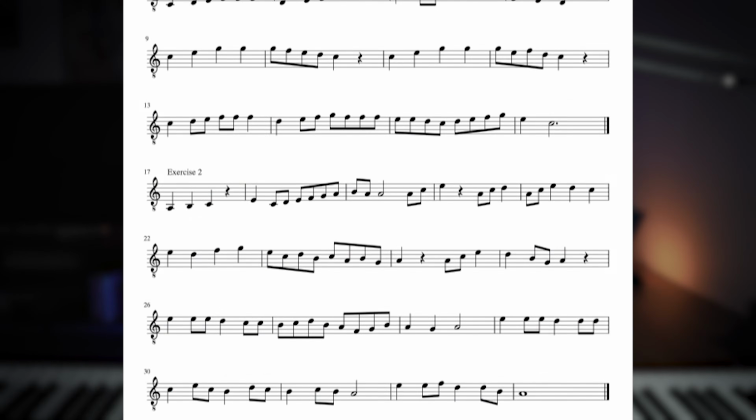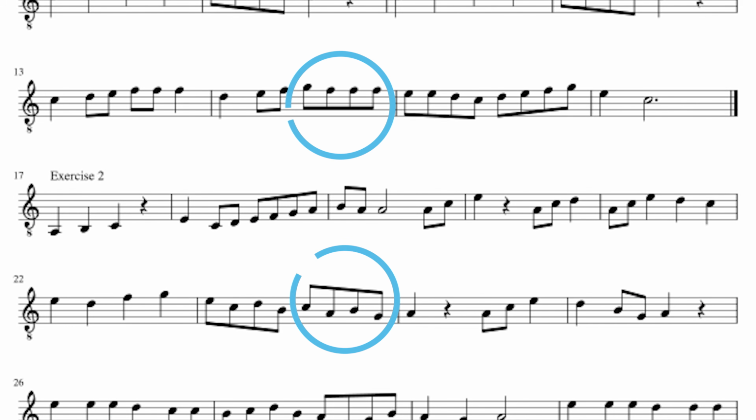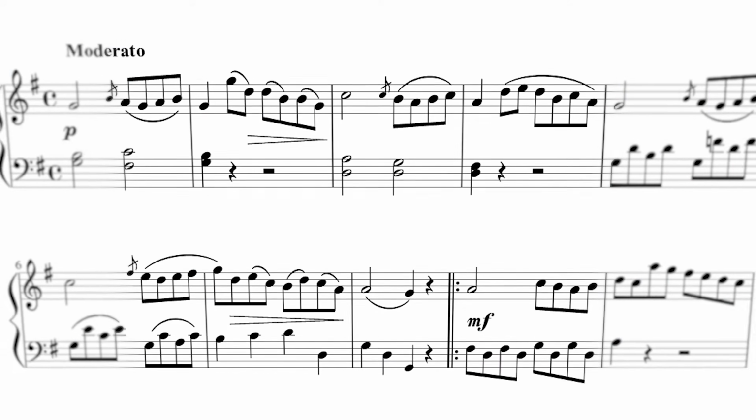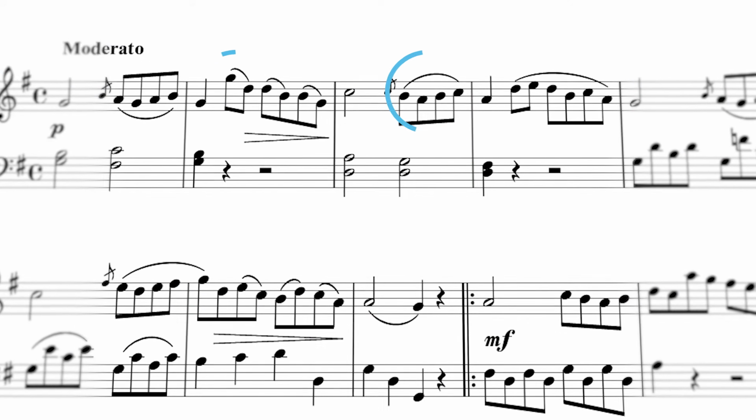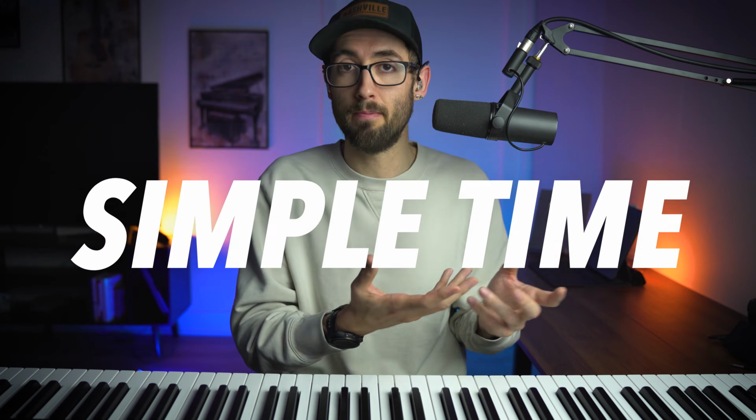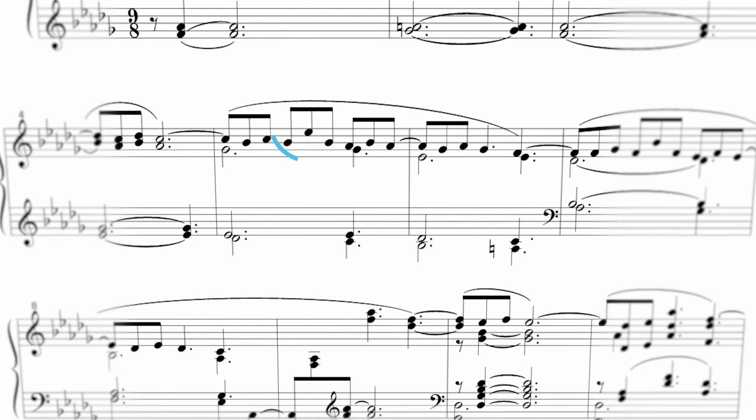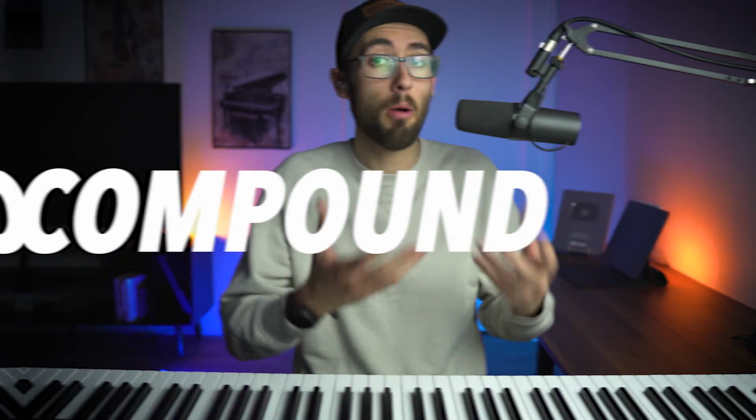Now, normally in a piece of music, when you see eighth notes next to each other, the tails for those eighth notes will be joined together. And this shows us how the notes are grouped up in the bar. So if you see eighth notes that are grouped into groups of 2 or 4, then that means that it is simple time. Whereas if you see eighth notes grouped into 3s, then that means it is compound time.